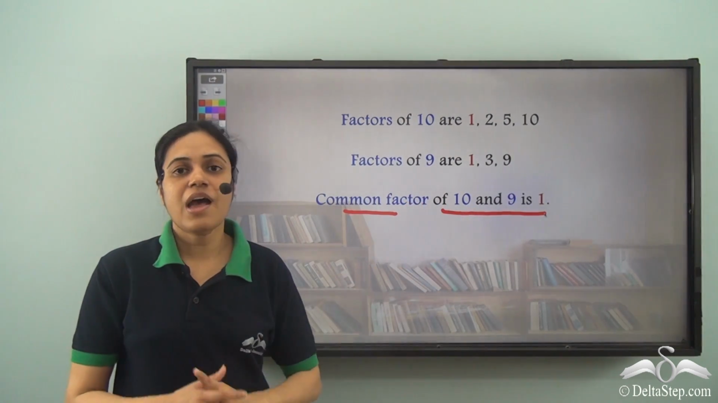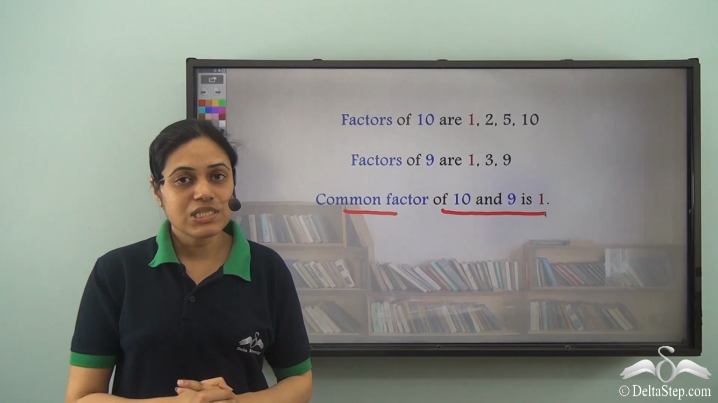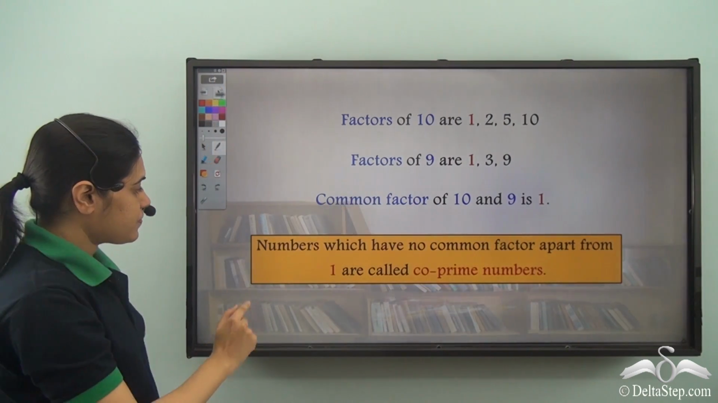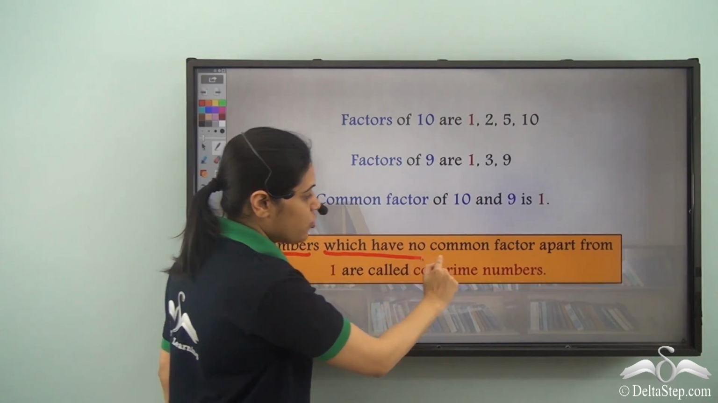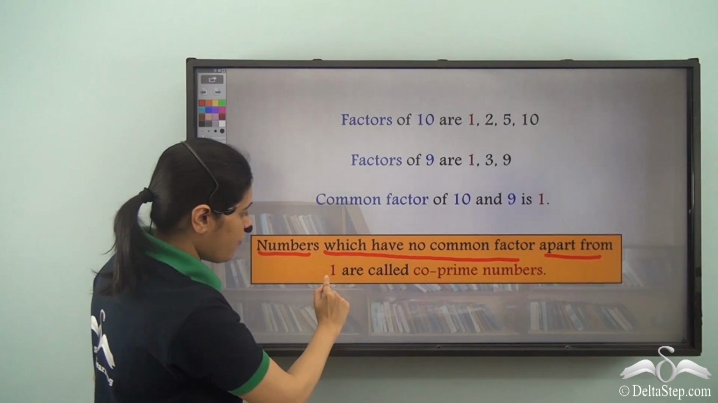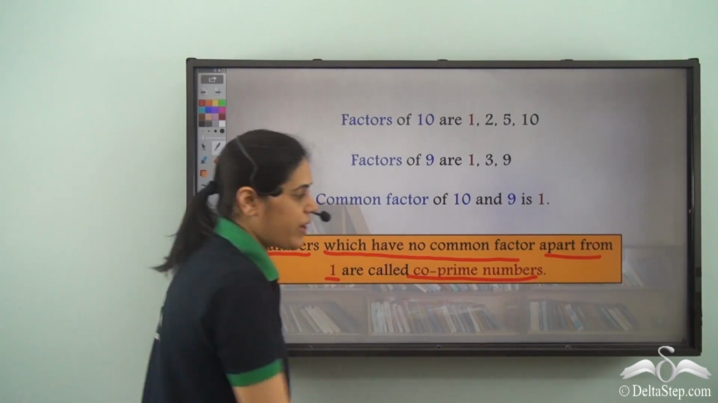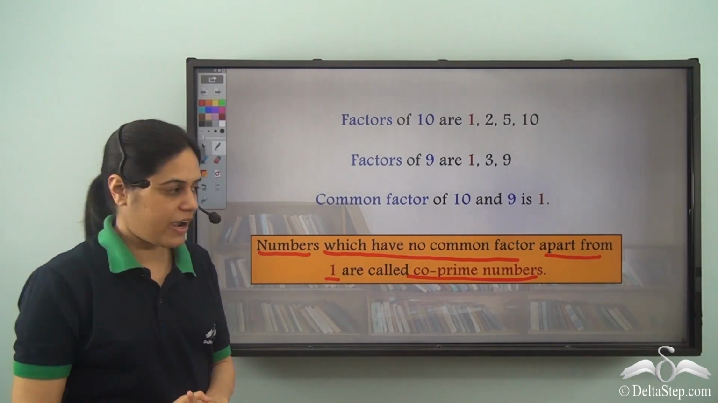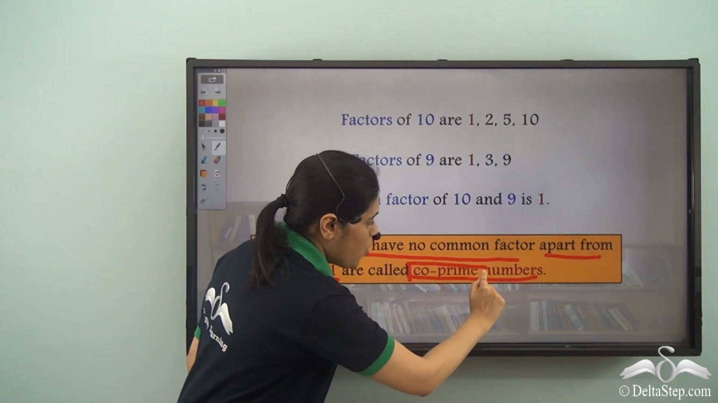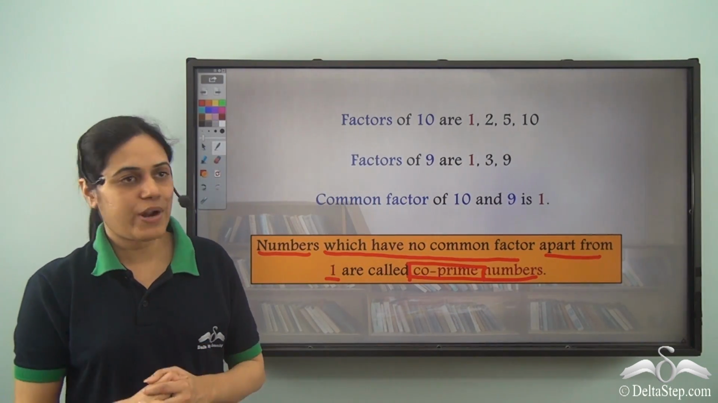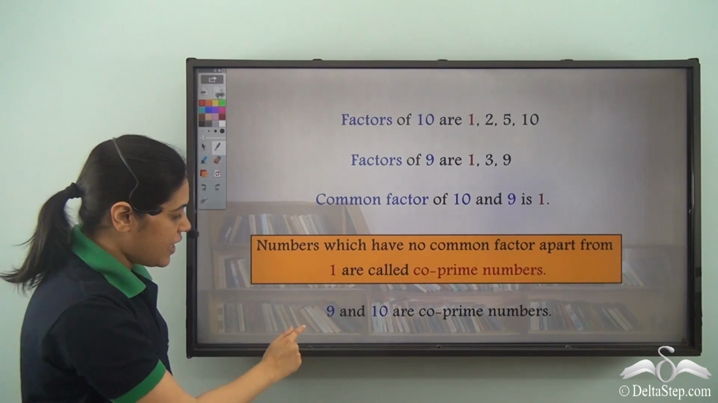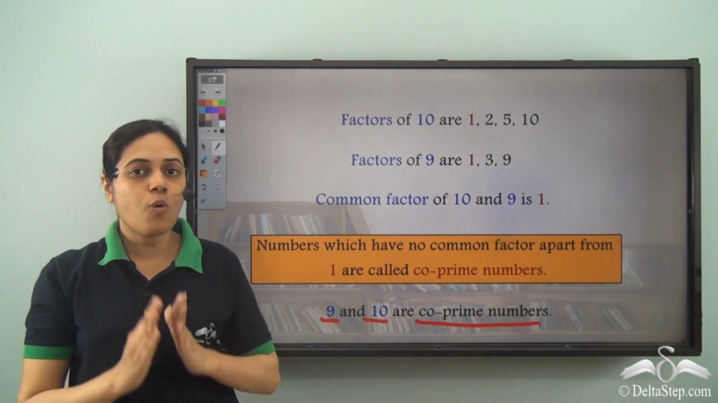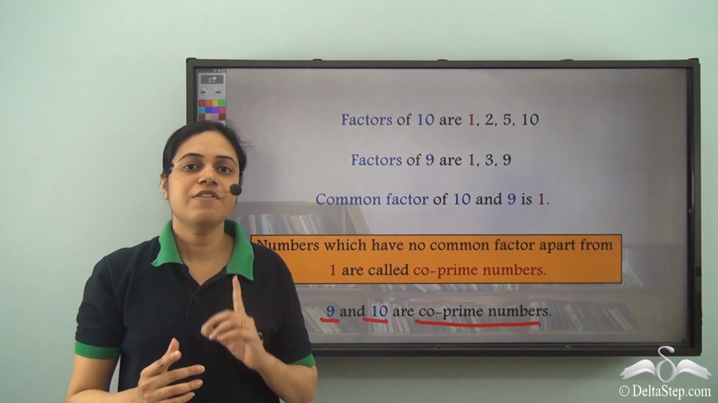And such numbers have a special name. These numbers are called co-prime numbers. Numbers which have no common factor apart from 1 are called co-prime numbers. So the numbers which have only 1 as their common factor are called co-prime numbers or co-primes. So we say that 10 and 9, or 9 and 10, are co-prime numbers because the only common factor they have is 1.